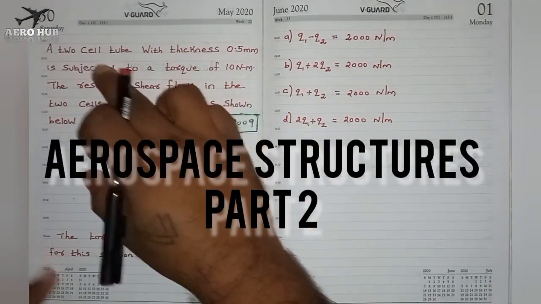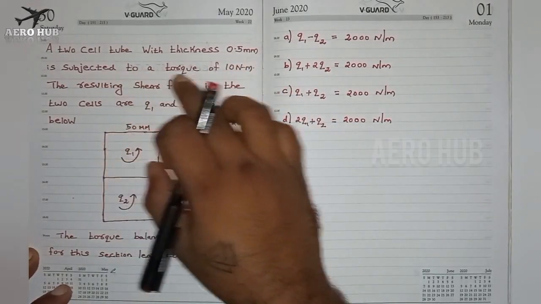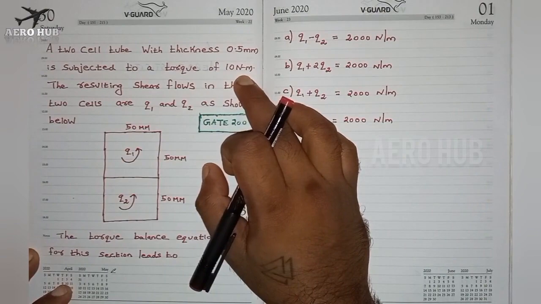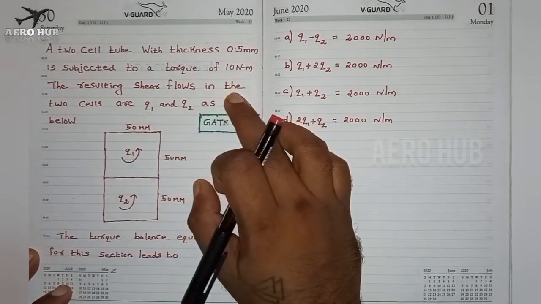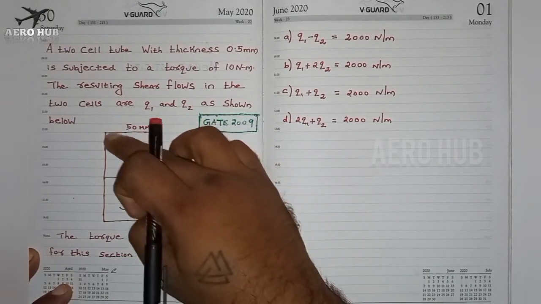You can see the question. A two-cell tube with thickness 0.5 mm is subjected to a torque of 10 Newton meter. The resulting shear flows in two cells are Q1, Q2 as shown below. You can see the structure here.